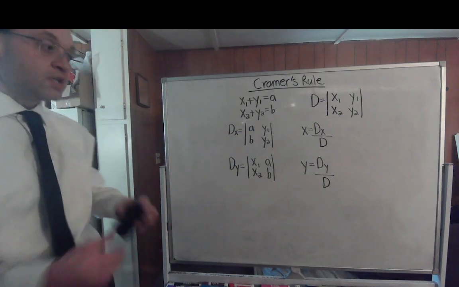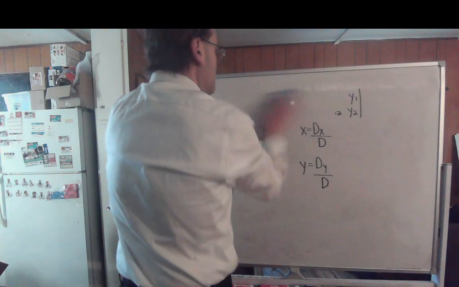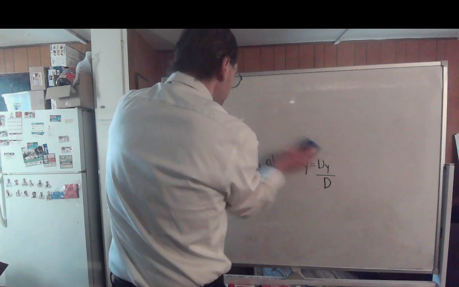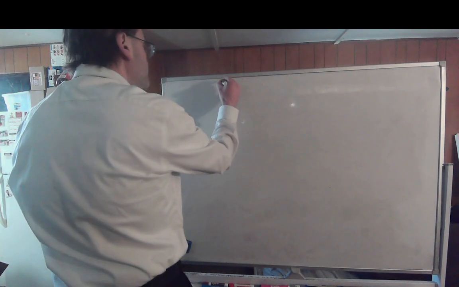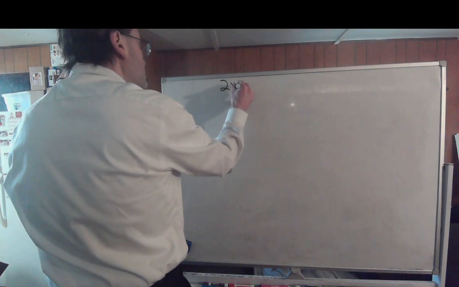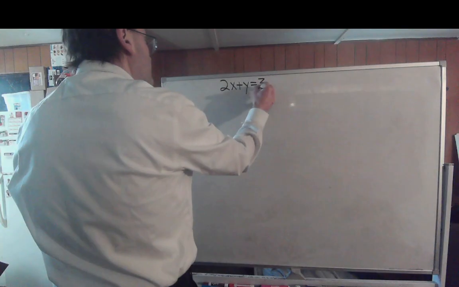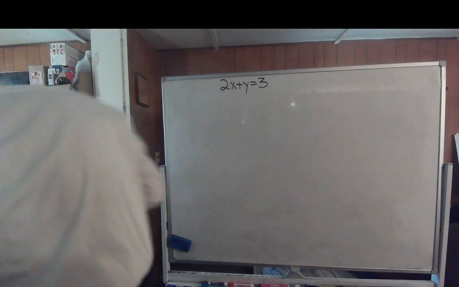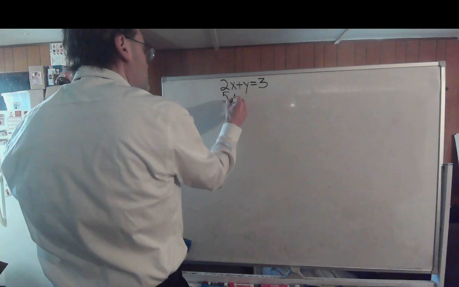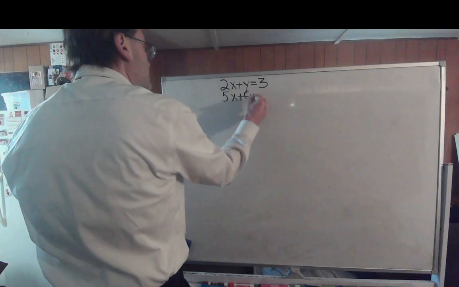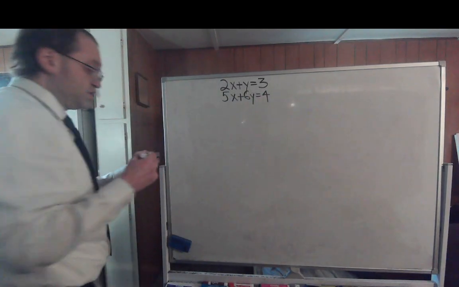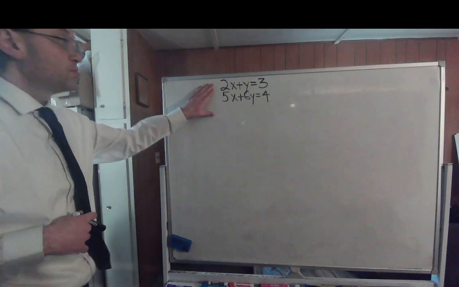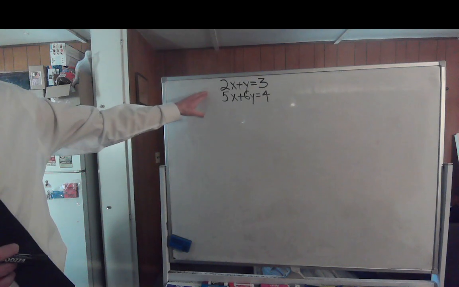So let's get started on some examples here. So what do we got up to bat first? So we have 2x plus y is equal to 3. Then we have 5x plus 6y is equal to 4. Alright, so we have the system 2x plus y equals 3, 5x plus 6y equals 4.